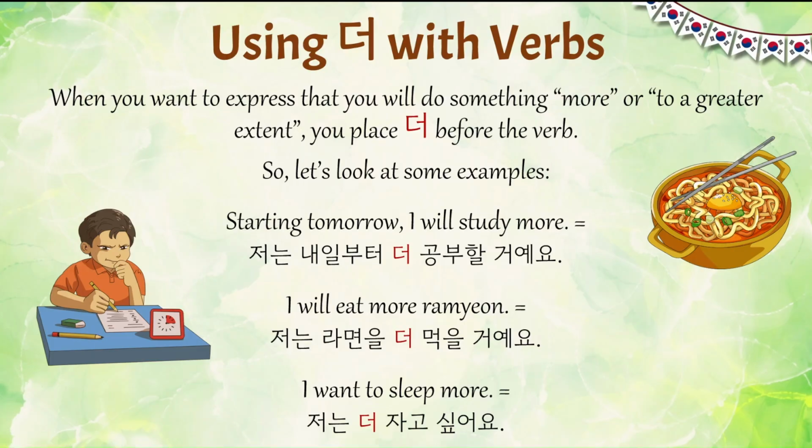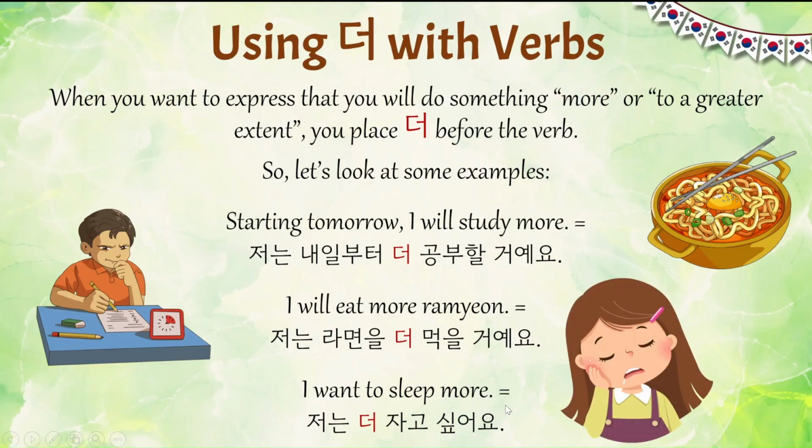Simple. I want to sleep more. 저는 더 자고 싶어요. I is 저는, to sleep, 자다. I want to sleep, 자고 싶어요. I want to sleep more, 더 자고 싶어요. Okay, you are getting this? In case of adjectives also, we place 더 before the adjective. And in case of verbs too, you place 더 just before the verb. Okay, so you're getting the position of 더 in a sentence.